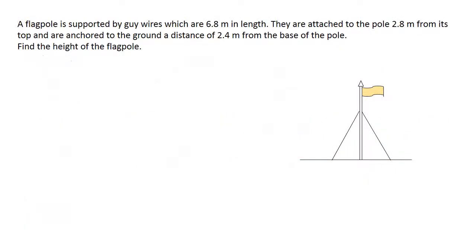In this example, a flagpole is supported by guy wires which are 6.8 metres in length. They are attached to the pole 2.8 metres from its top and are anchored into the ground a distance of 2.4 metres from the base of the pole. We need to find the overall height of the flagpole. It's sometimes best, if you're working with a complicated diagram, to redraw the diagram off to the side. Now we're going to need to find x in this triangle here so that we can end up finding the overall height of the flagpole.